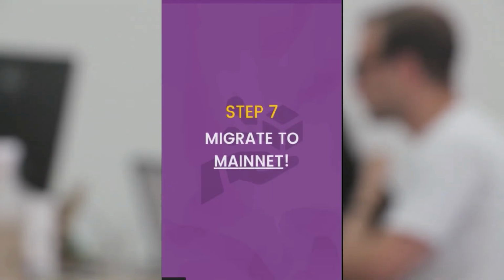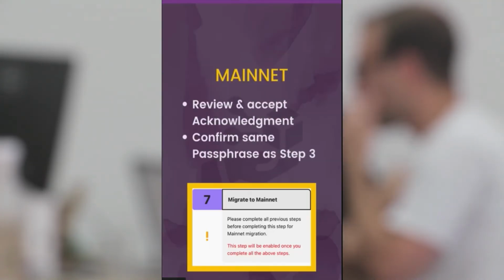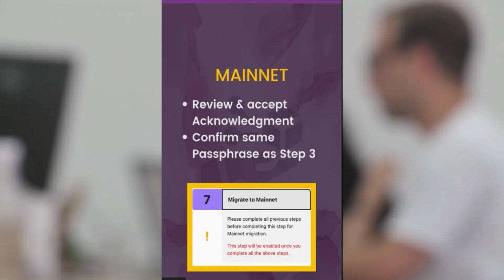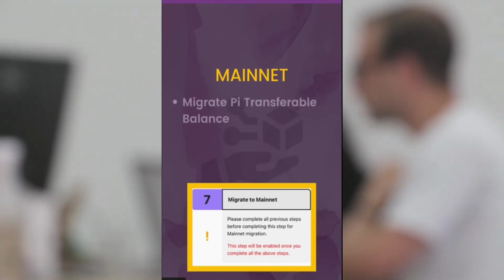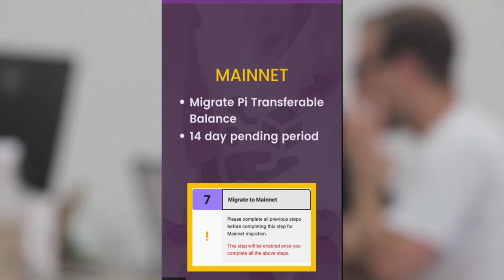Step 7. Migrate to Mainnet. After you must have completed all the previous steps mentioned in this video, this step allows you to queue your Pi transferable balance for Mainnet migration. In Step 7, you will have to go through a document and then accept the terms. After migration, there will be a 14-day pending period.